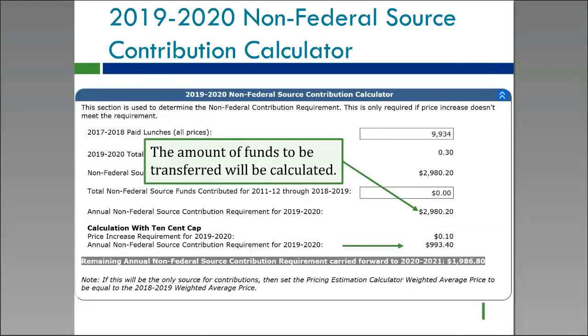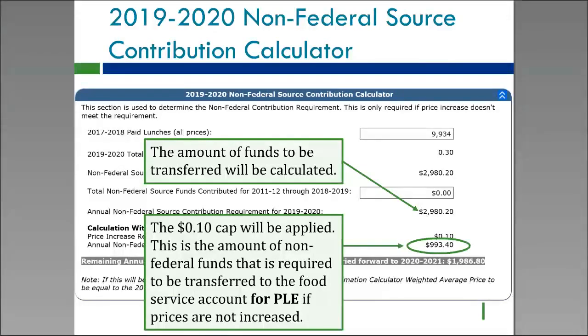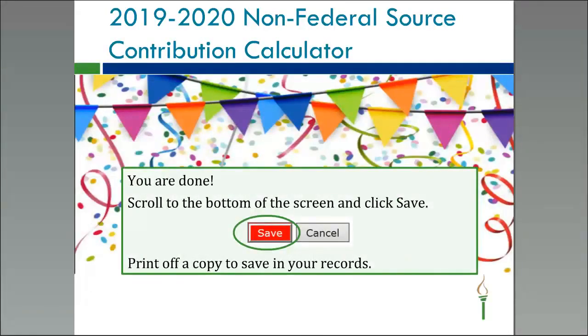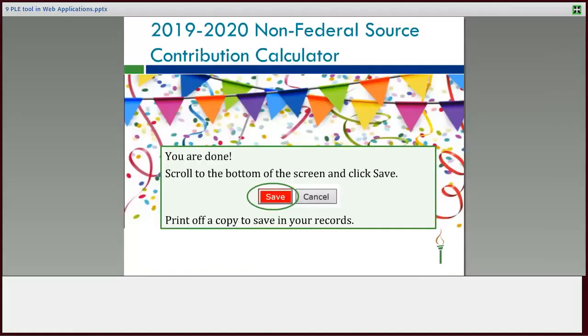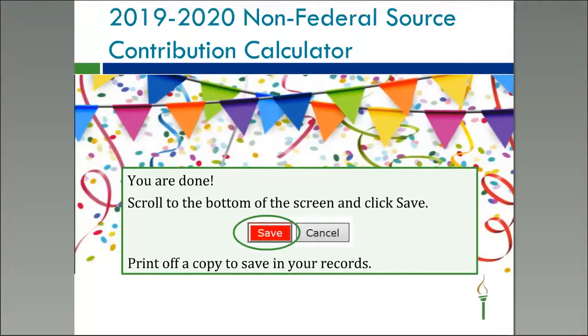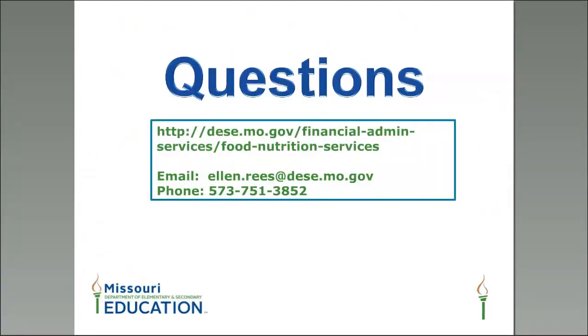So that's the number that it originally calculates, but then it applies the 10-cent cap, and that $993.40 would be the amount of non-federal funds that I would be required to use if I did not want to increase my paid lunch price for the 2019-20 school year. If you want to use non-federal funds, you're done. Scroll down to the bottom of the screen and click Save. And again, please print off a copy to save in your records.